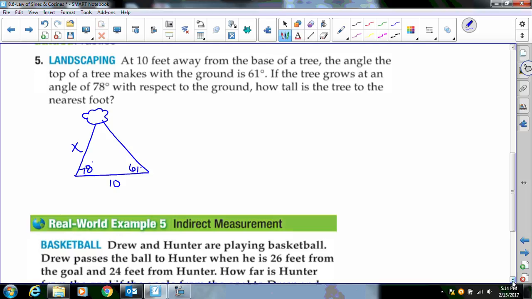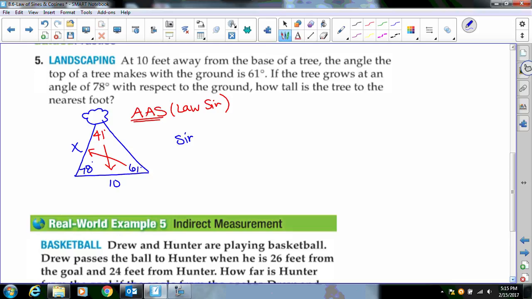Okay? Now, this time, they have given us two angles and one side, right? So when you have more angles than sides, remember that's law of sines. Okay, so law of sines is you have to have the angle across from the side. That angle across from 10 we do not have, but we can find it by adding and subtracting from 180, and that would be 41. So we can set this up.